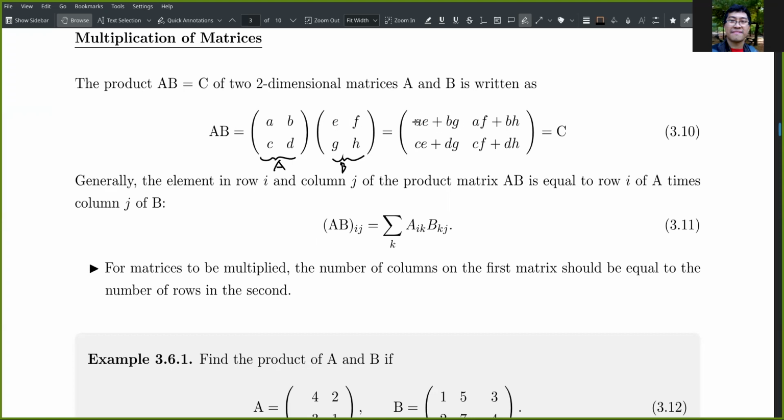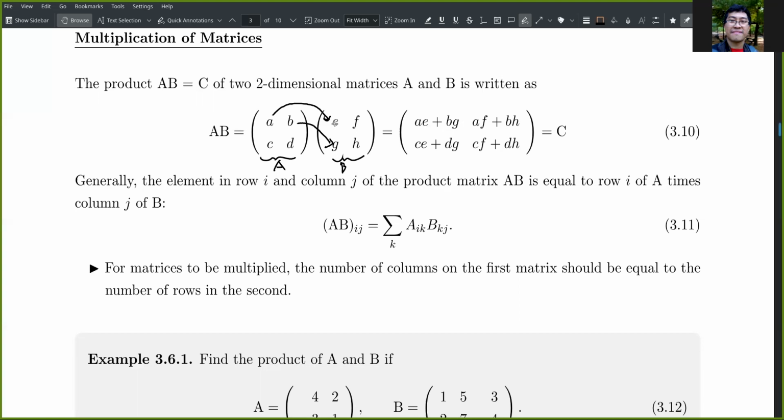This can be derived by looking at this row and this column. So you multiply the first term on that row and the first term on the column of the next matrix. So you have A times E, that is AE here, and B times G. So that's the BG. And the sum of that becomes the term of the first row and first column of the product.